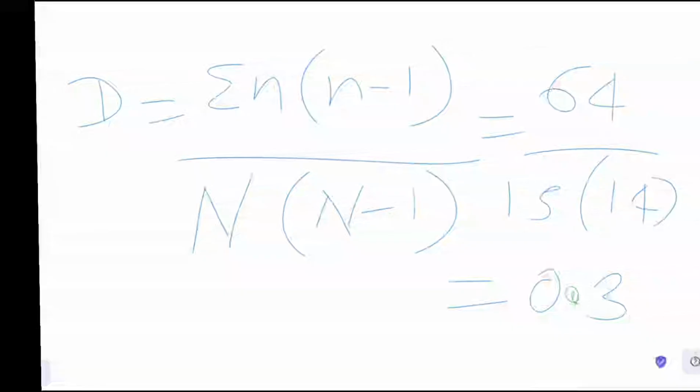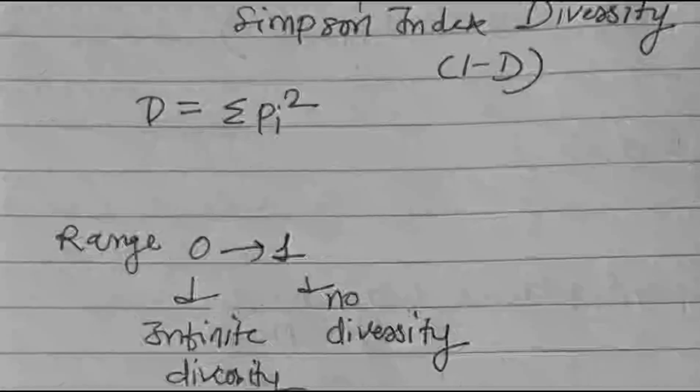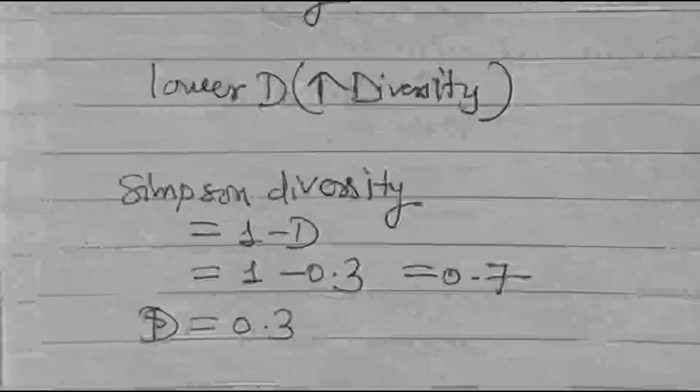So here we get the Simpson index, that is 0.3. Then what is the Simpson diversity index? The Simpson index, that is D, is equal to the summation of pi squared. D represents the probability that two individuals randomly chosen from a community belong to the same species, which ranges from 0 to 1, where 0 is infinite diversity, very unlikely both are the same species, and 1 is no diversity, only one species. So a lower D means higher diversity.